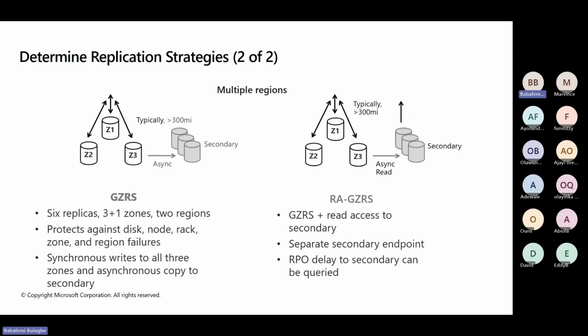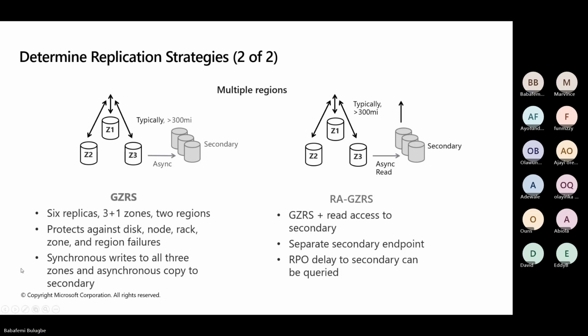Then the geozone redundancy strategy, where we have 6 replicas, just the same way we have in the other 2. The only thing is we have 3 zones, and one additional data center in another region. So here you can see multiple regions 300 miles away, protection against regional disasters.